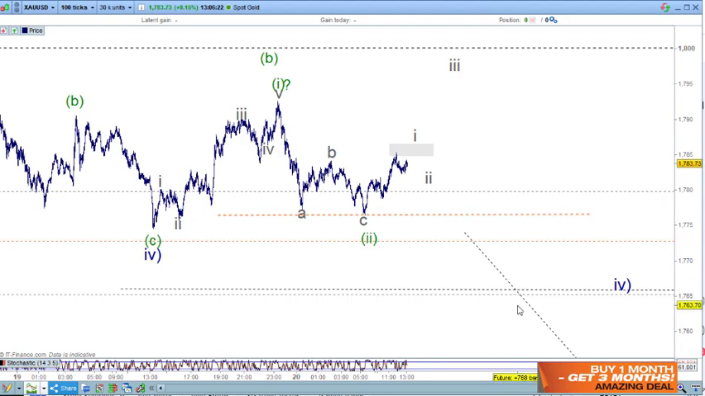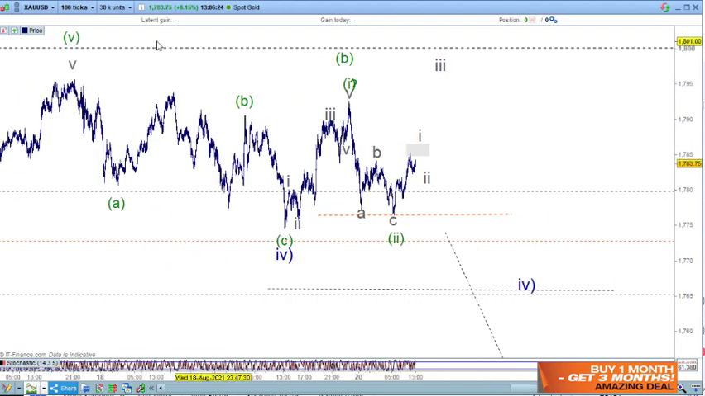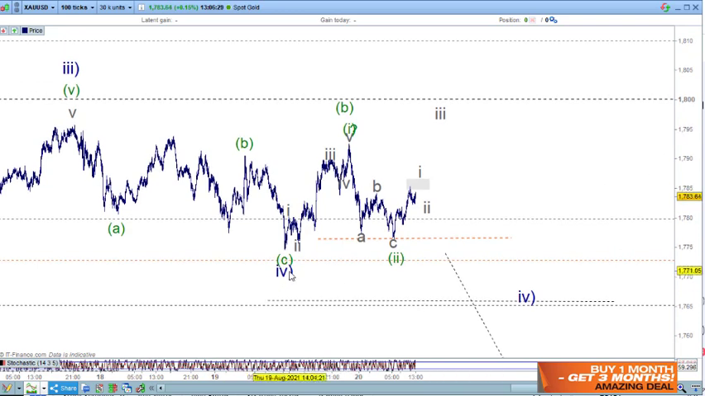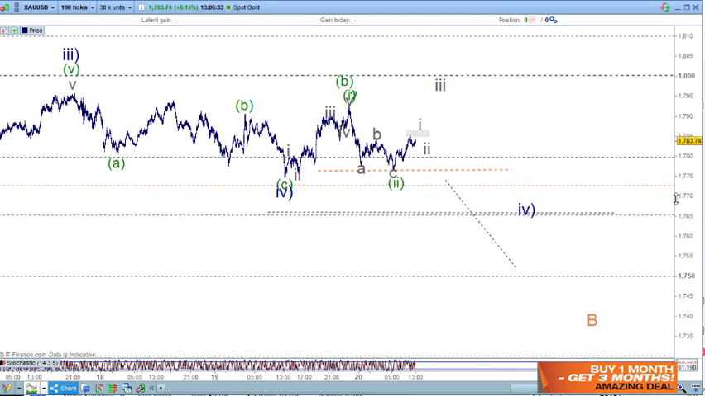So let's just see how we go with this. It's a bit complicated, this correction. There's different ways to see it. It looks good as a wave 4, but because it's complicated, it can also be the wave B as well. So the wave B would need to drop through the 38.2% retracement level. So let's just see if it goes that way or this way.